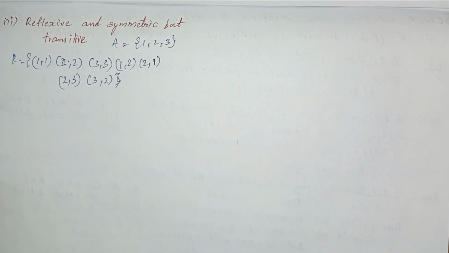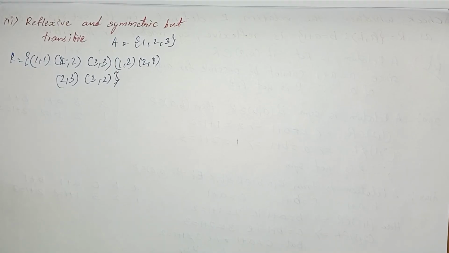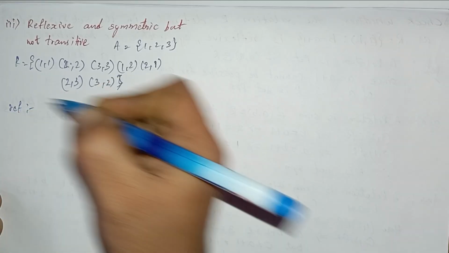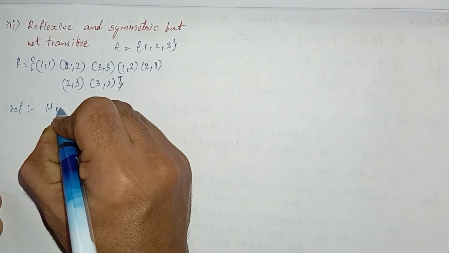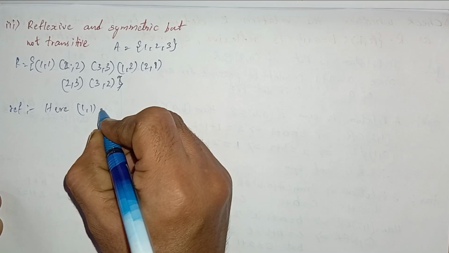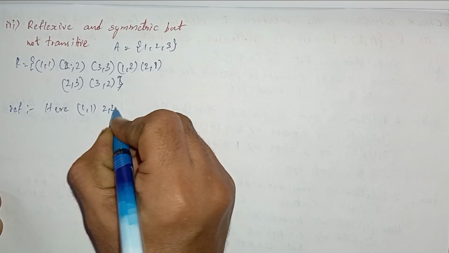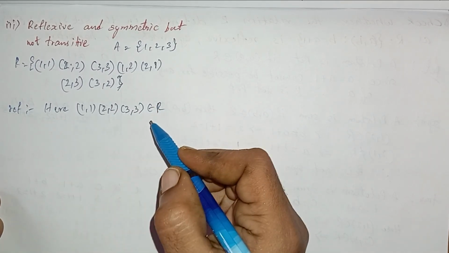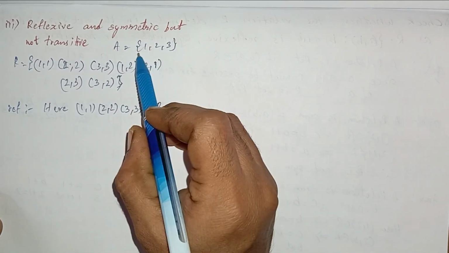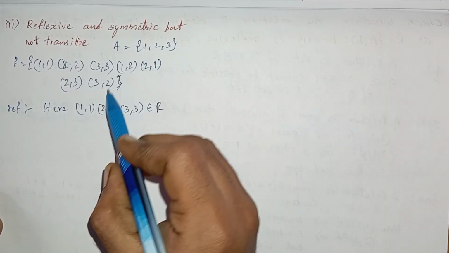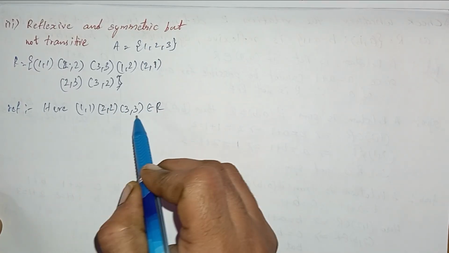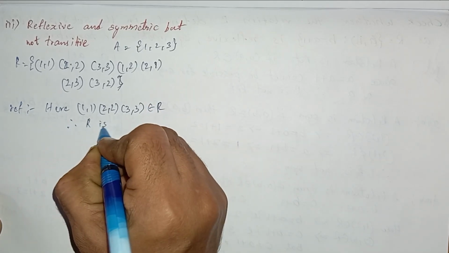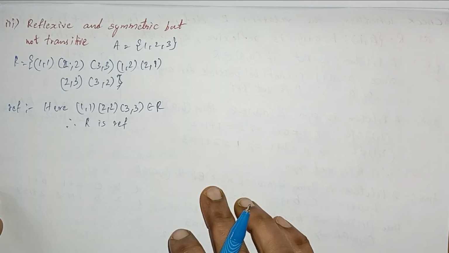Now I have to check for reflexive, symmetric, and not transitive. So first, I'll check for the reflexive. Here (1,1), (2,2) and (3,3) belong to R. So we know that for all A, the pair (A,A) should belong to R. So I have (A,A) for all the elements: (1,1), (2,2), (3,3). Therefore R is reflexive.